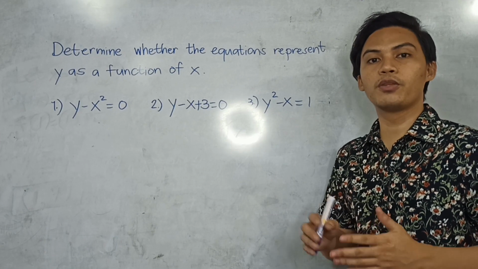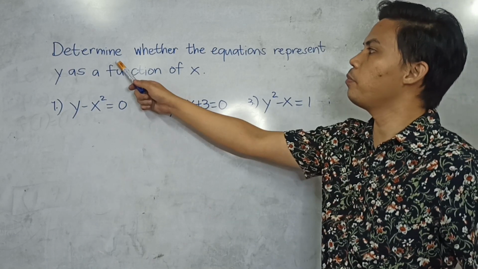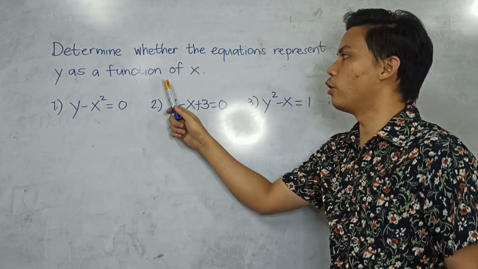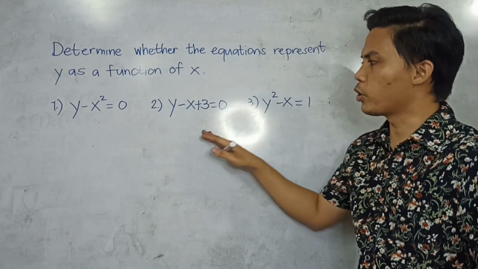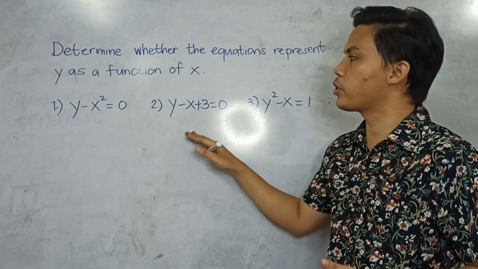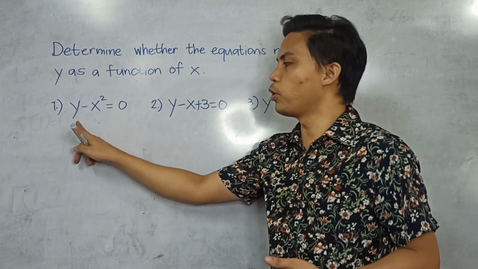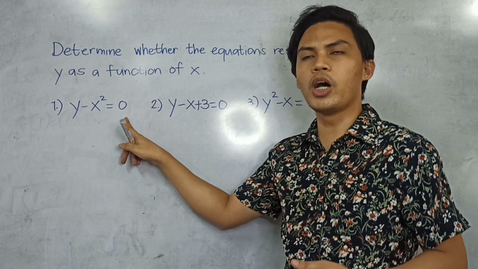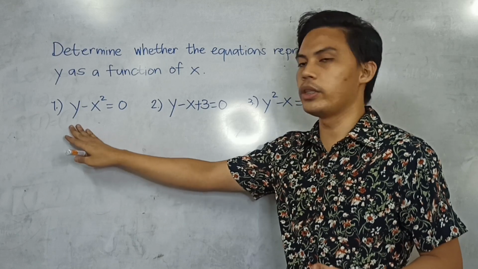Method number 3, through inspection. Let us say the instruction is to determine whether the equations represent y as a function of x. So I have here 3 examples or 3 equations. We're going to determine which of these equations represent y as a function of x. Example number 1, we have y minus x squared is equal to 0. Now, it would be very convenient if we're going to solve for y in terms of x.